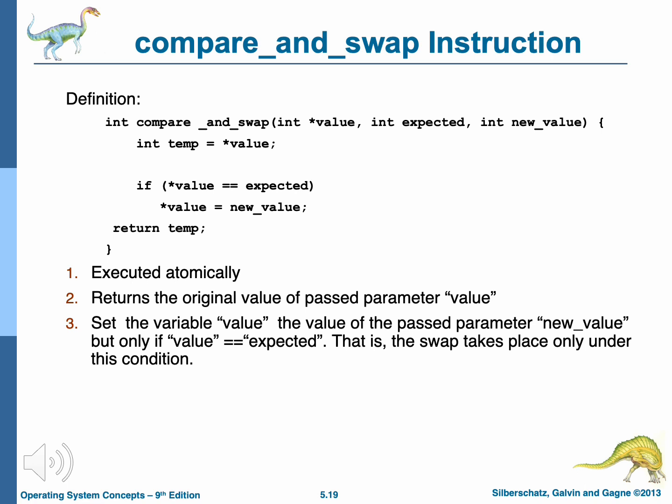The compare and swap instruction, in contrast to the test and set instruction, operates on three operands. It is defined as shown here in the given figure. The operand value is set to new value only if the expression *value == expected is true. Regardless, compare and swap always returns the original value of the variable value. Like the test and set instruction, compare and swap is executed atomically.